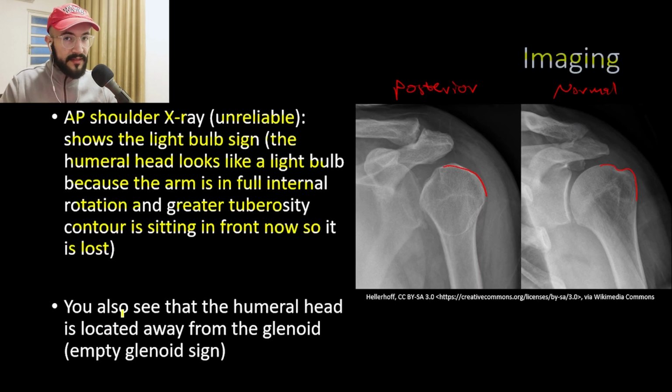Now also in the posterior shoulder dislocation AP shoulder X-ray, you can see that the humeral head is located away from the glenoid, and that is what we call the empty glenoid sign. Now as you can see in the normal AP X-ray, this here is the glenoid and this is the humeral head, so the joint here is congruent, while in the posterior shoulder dislocation AP X-ray, you can see that the humeral head is located away from the glenoid and the joint is incongruent, so it lost its congruency.